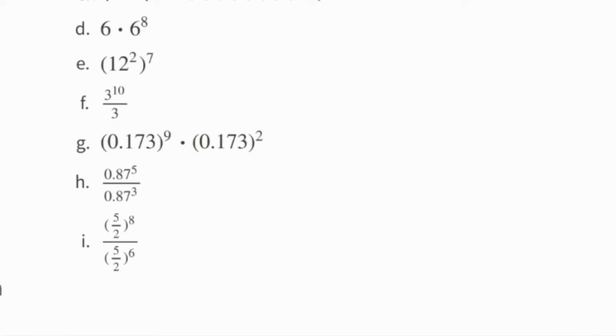D. 6 times 6 to the power of 8. Well, 6 would be 6, and then 6 to the power of 8 is 6 times itself 8 times. So that would be a total of 6 times itself 9 different times, or 6 to the power of 9. Since 6 is the same as 6 to the power of 1, we really just added the exponents. The invisible exponent 1 plus 8 equals 9.